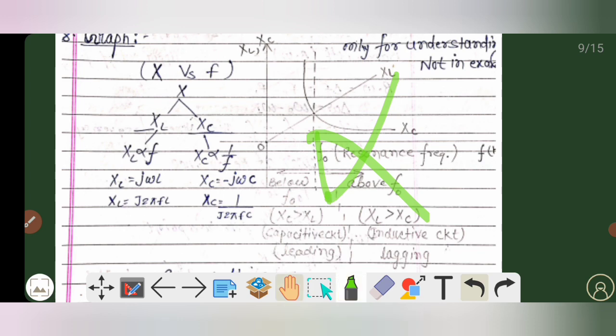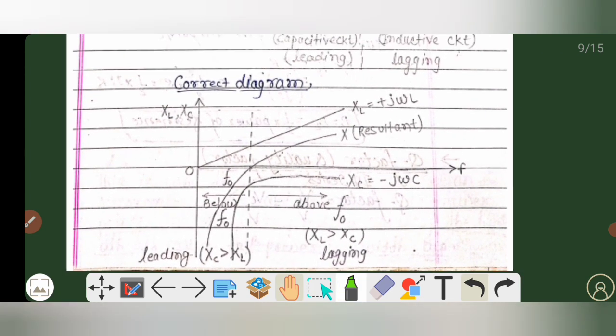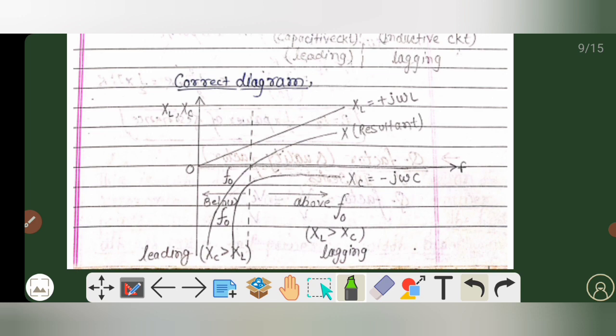Now my dear friends, let's discuss the correct diagram. As you can see here, this is our XL, and this is our XC. Now this is the point of intersection. If we draw the equivalent of both these two, this will be our f0.